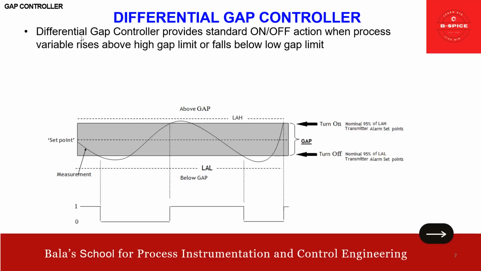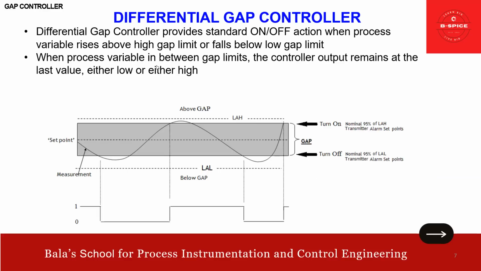When the process variable rises above the high gap limit or falls below the low gap limit... this is the high gap, and this is the low gap. When the process variable is between these gap limits, the controller output remains at the last value. So that is the concept here.